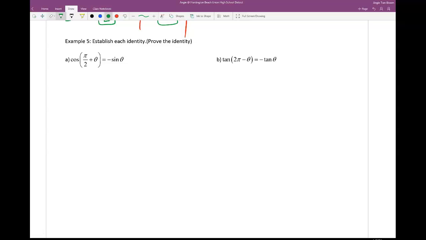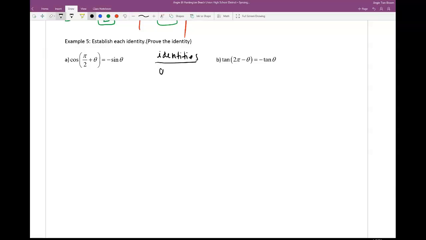Example 5, establish each identity. That means we're going back to proofs, okay? So, but before I start writing the proofs, let's write out all of the identities that we know already. Identities that we already know.